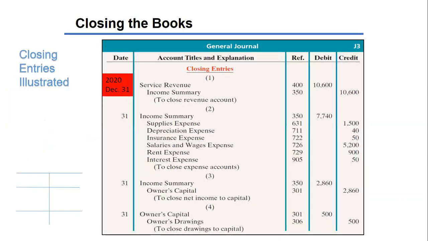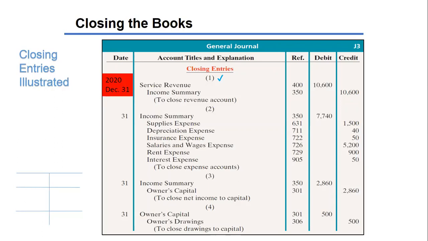Now, in order to see the closing entries and the different steps, we have here some numbers. The first step we do is to close revenue to income summary. And as you know, the normal balance of revenues is credit. So here we have to put it as debit. And the income summary is a credit since it's a double entry system.